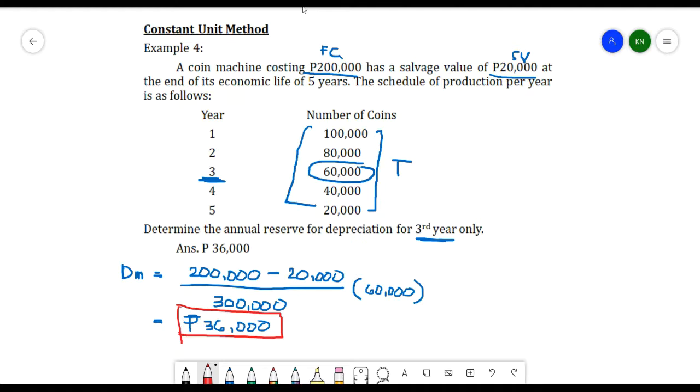So those are all the discussion for this video under the service output method, and we also have the constant unit method, and we also have the working hours method. Still has the same formula.